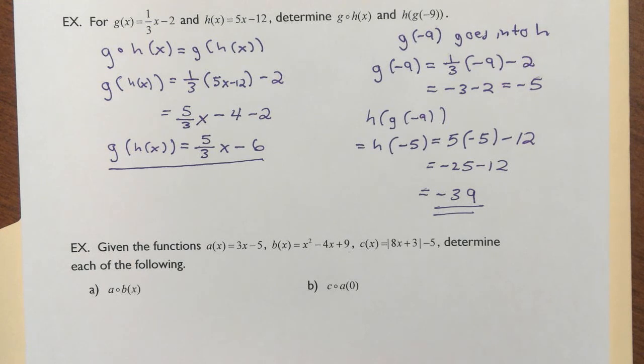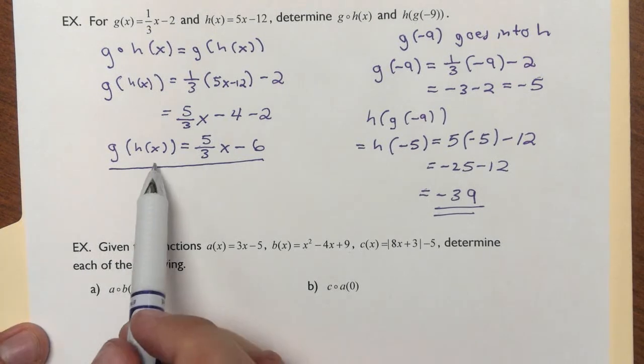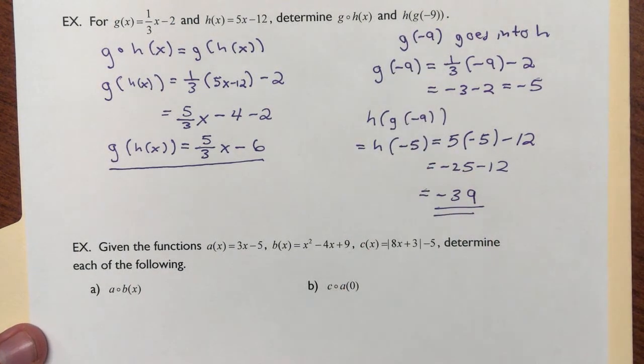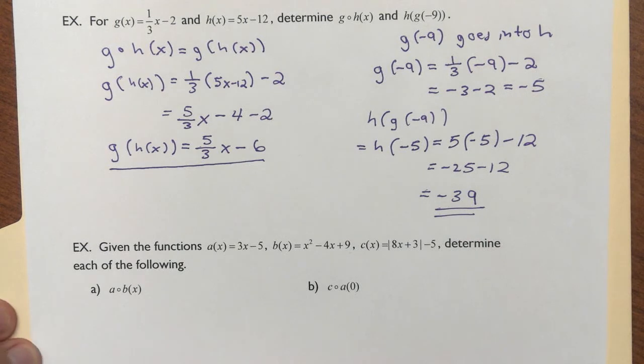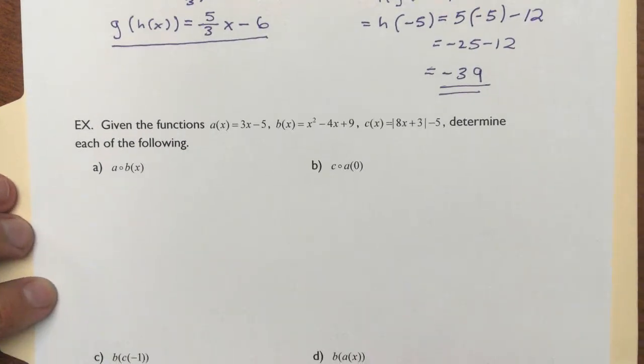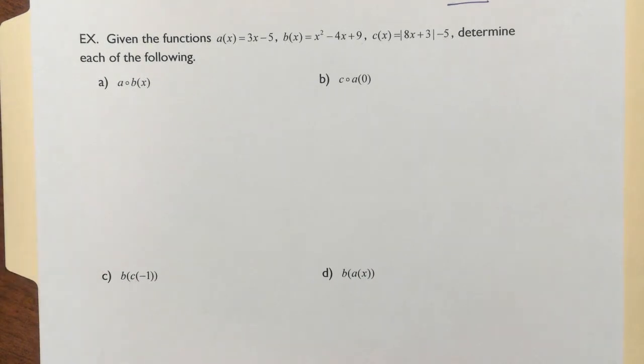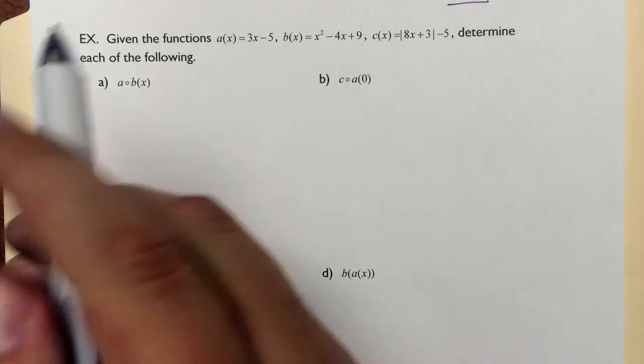I'm going to do a few more examples just to show you some slightly different stuff. But again, it's all the same idea. I'm putting a function inside another function, or I'm evaluating one function and taking that result and putting it into another function. Alright, so down here I've given three functions named a, b, and c, and I want to determine each of the following. A composed with b of x, c composed with a of 0, c right there, b of c of negative 1, and d, b of a of x. Alright, so let's take a look.